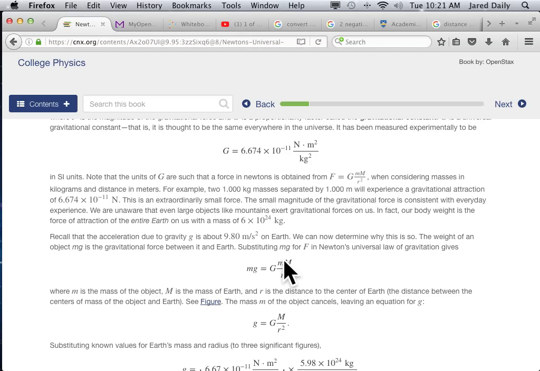Well, the thing that's the same on both sides is the mass of the person, or the mass of the object that's on the Earth. And then the big M is going to be the mass of the Earth. And then we have big G over here and we have r squared over here. Well, let's calculate little g and see what we get from this.